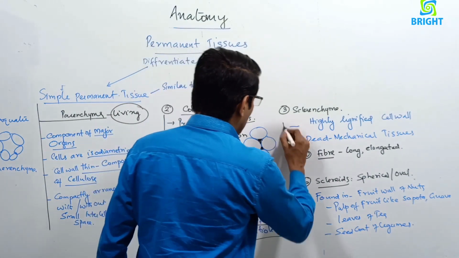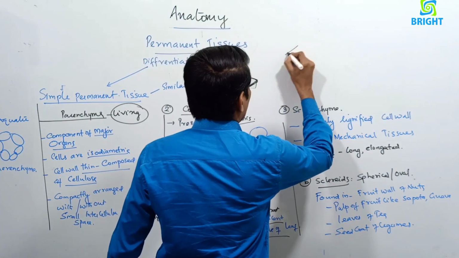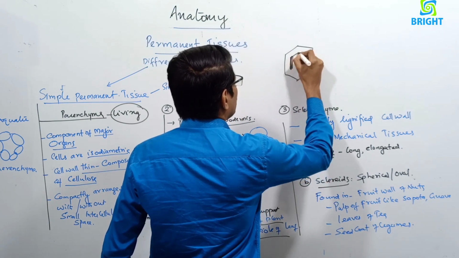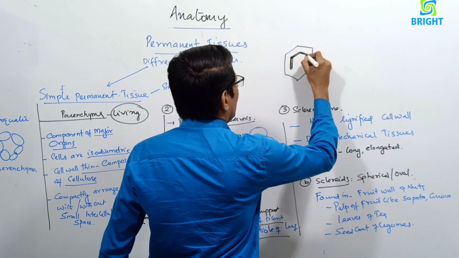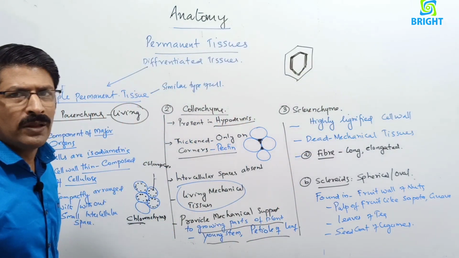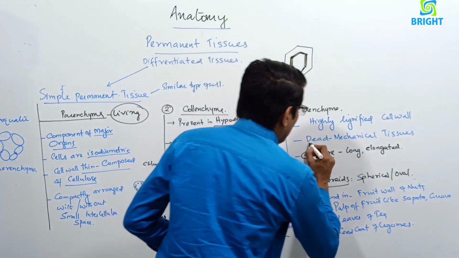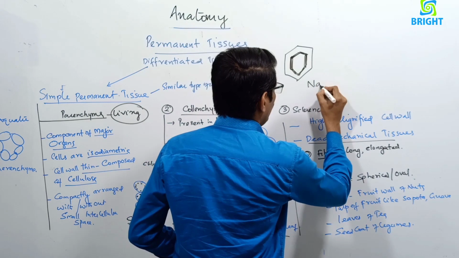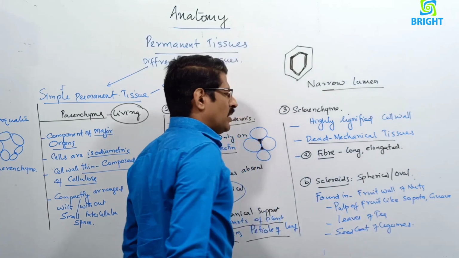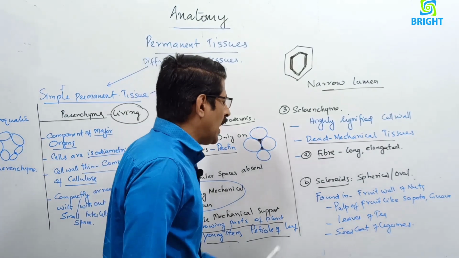And the third is sclerenchyma. Sclerenchyma has a highly lignified cell wall. The secondary cell wall is present. So if this is a cell, the internal part of the cell is totally lignified with a large amount of lignin. So the cytoplasm or protoplasm is absent. The lumen is very narrow. So it is a dead mechanical tissue. The cell is totally dead and mechanically strong, and it is of two types.